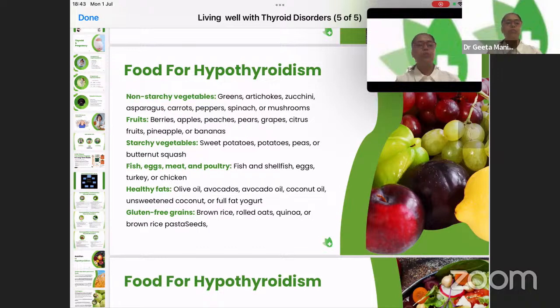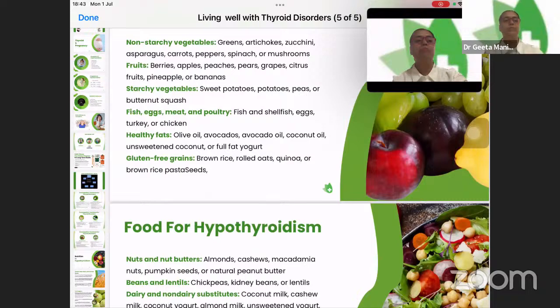Unsweetened coconut or full-fat yogurt. This is a type of fat I'm mentioning. It is not that you should eat full-fat yogurt, but if you're not taking any other fat, you can have full-fat yogurt. Then gluten-free grains like brown rice, rolled oats, quinoa, and brown rice pasta, seeds. So these are the things which you can happily have if you're suffering from hypothyroidism.